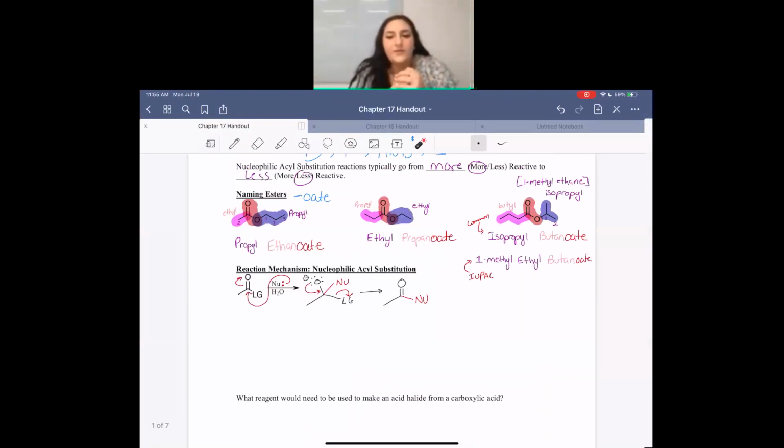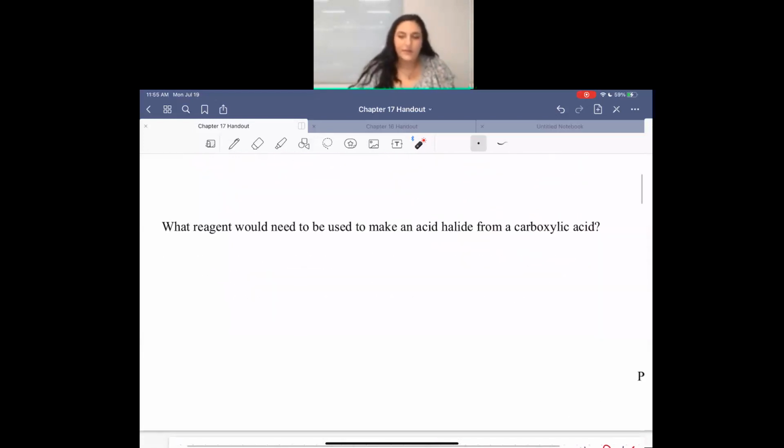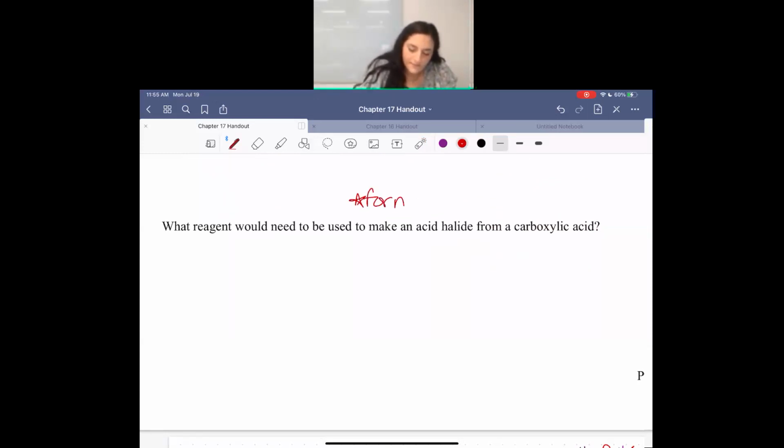We're going back to the first page and I'm going to answer this question. What reagent would need to be used to make an acid halide from a carboxylic acid? So essentially, there's a couple things I want you to take away from this. You are forming this guy.